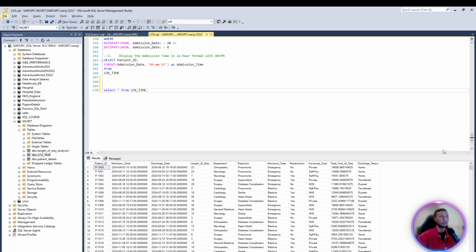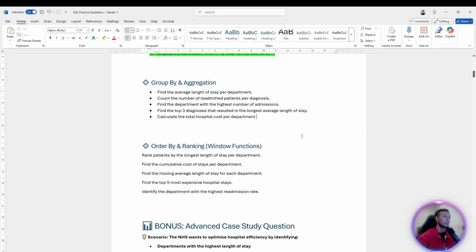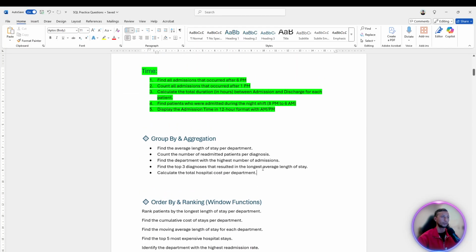Okay, for today's session, I will take you through the group by and the aggregation function. I have 5 questions for today's session, so I will practice these questions and try to make you understand how the group by and aggregation function work in SQL.